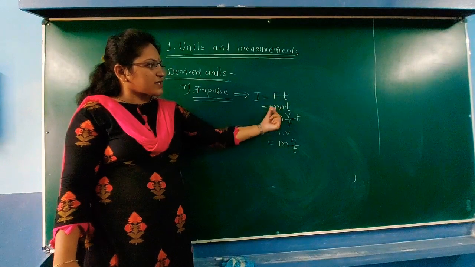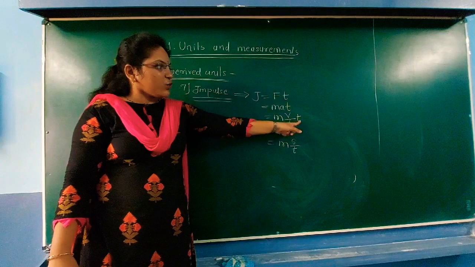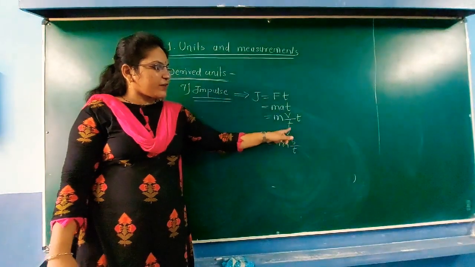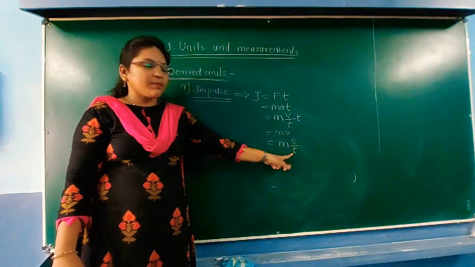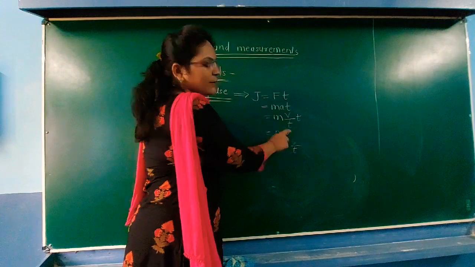See here, impulse equal to J equal to force into time. Force is mass into acceleration. What is acceleration? Velocity upon time. And into t, tt get cancelled, it becomes mv. In place of v, you can write displacement upon time. Here there is mass, length and time. These three are fundamental quantities.